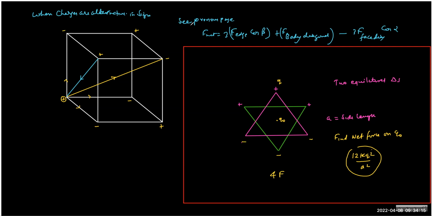So if I say the force due to any one, this will repel like this. So if I call this force F, then if you add all the values, you will get the total.